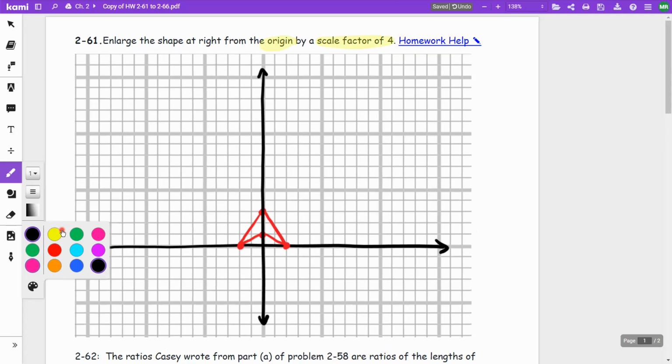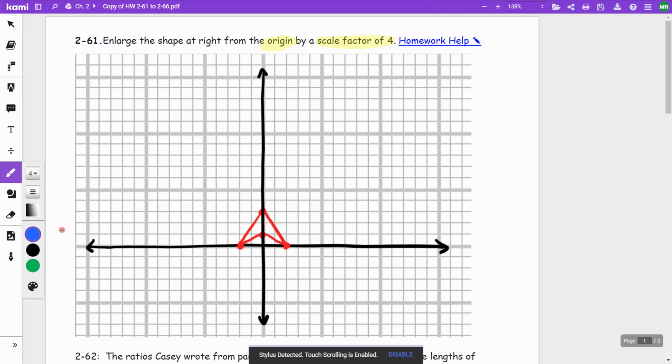So I'm going to take each of these points and I am going to have them be 4 times further than they were. So this point here is 2, so it's going to go out to 8. So this is 2, 4, 6, 8. Let me just double check. 1, 2, 3, 4, 5, 6, 7, 8. And on the other side, it's going to be the same because it's 2 away from the origin. So that's going to be 5, 6, 7, 8.